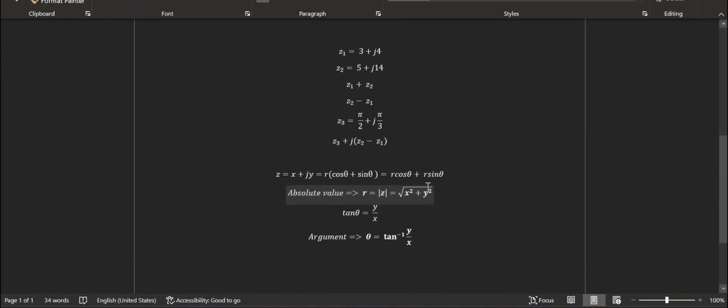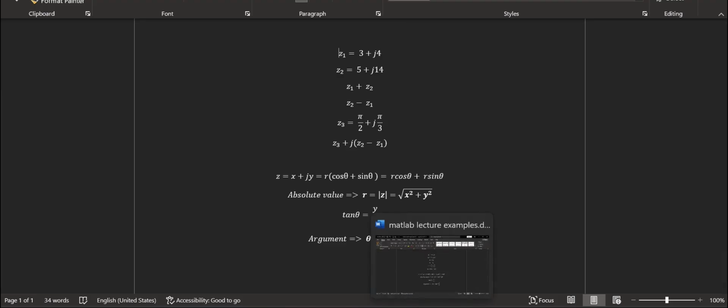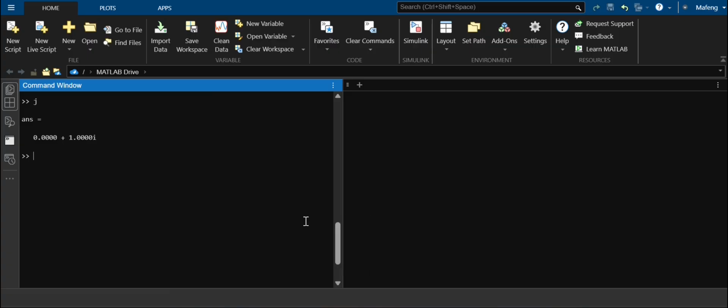Right, so I've written out a few equations and expressions here that we can test out. So Z1, complex variable 1, is equal to 3 plus J4, or 3 plus I4, and Z2 is 5 plus J14. So let's run this and see. So Z1, let's call it Z underscore 1, or just Z1, is equal to 3 plus J4. So you can write it like this.